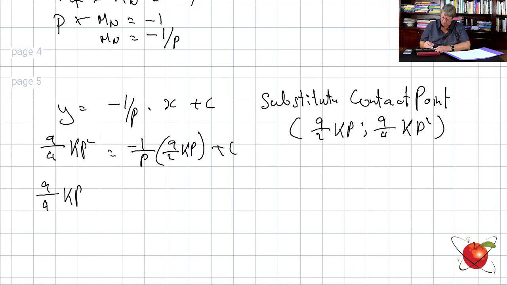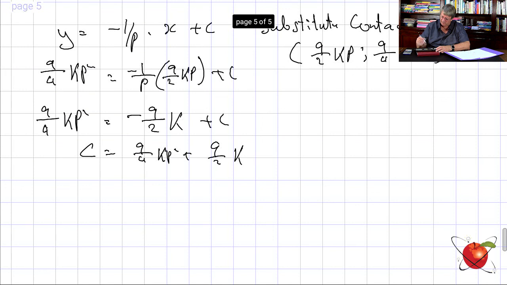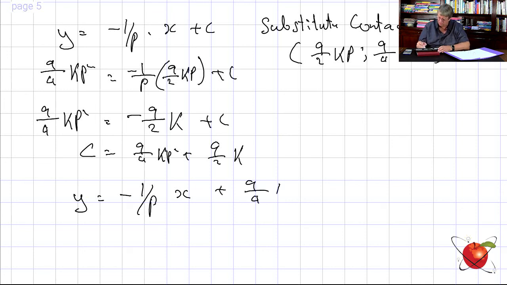And you can see here it just starts now becoming algebra. 9 over 4 kp squared is equal to, the p's cancel, and I get minus 9 over 2k plus c. C therefore is going to be equal to 9 over 4 kp squared plus 9 over 2k. And I bang that back into it and I say y is equal to minus 1 over px, which is what it was, plus 9 over 4 kp squared plus 9 over 2k. And we are done. This is then the equation of the normal.